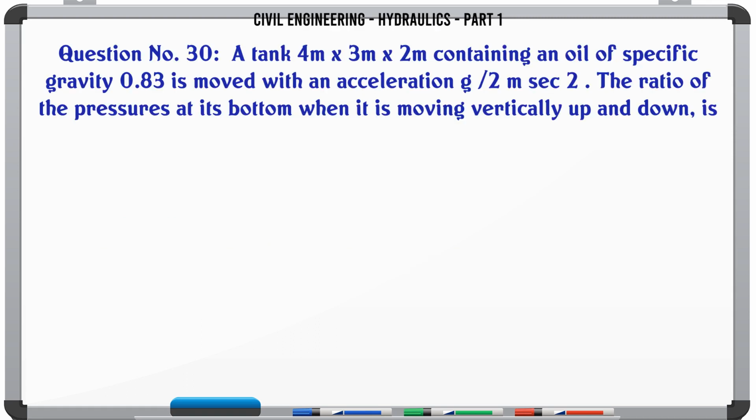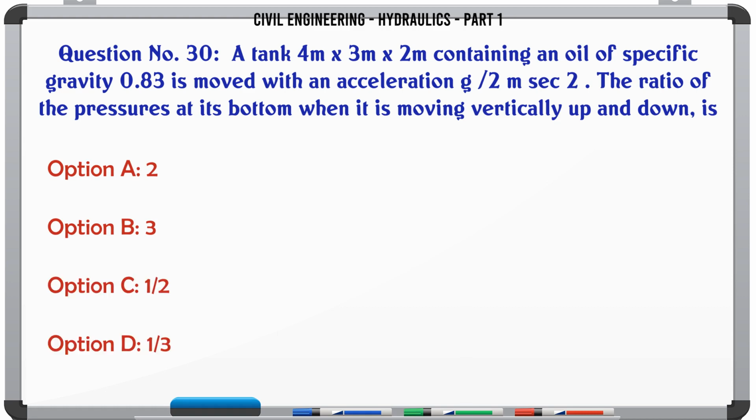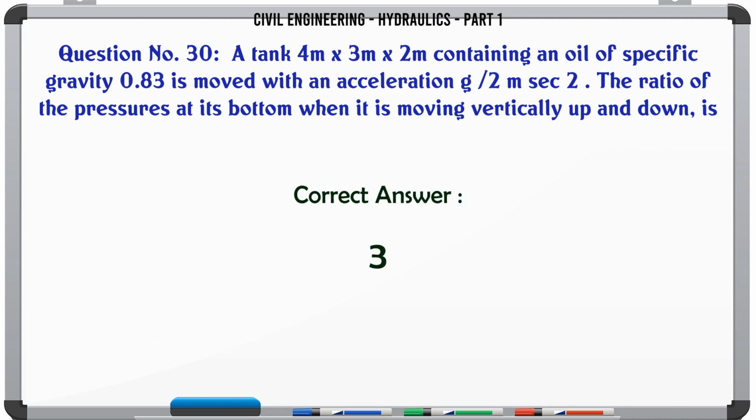A tank 4 m x 3 m x 2 m containing an oil of specific gravity 0.83 is moved with an acceleration g/2 m/sec². The ratio of the pressures at its bottom when it is moving vertically up and down is A. 2, B. 3, C. a half, D. 1/3. The correct answer is 3.